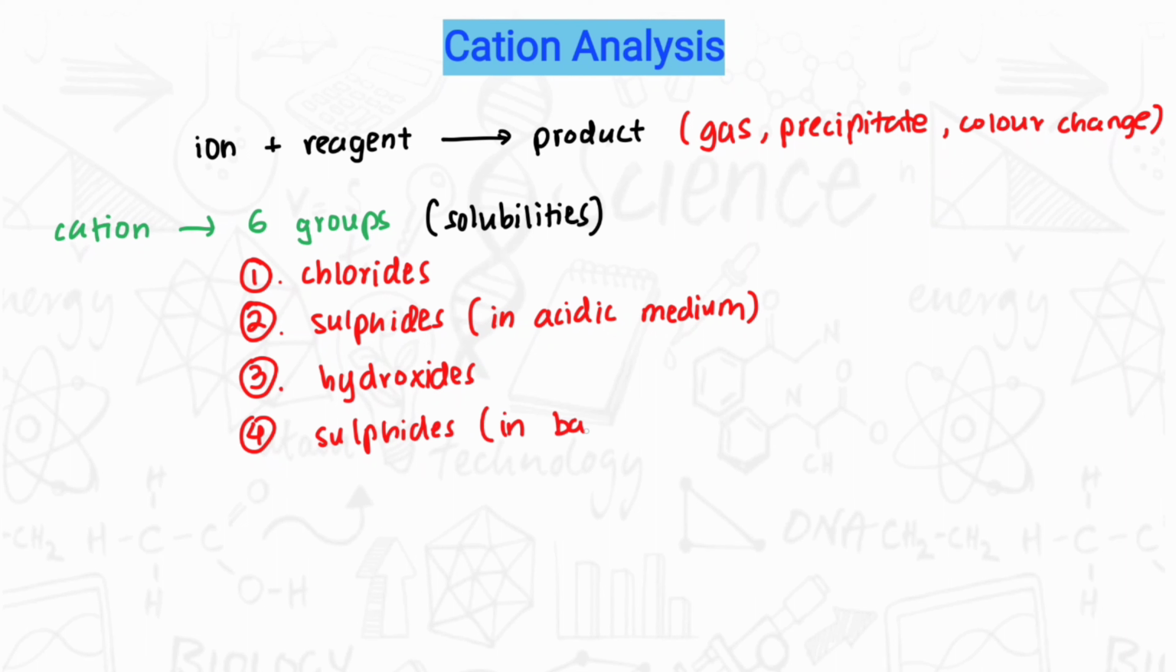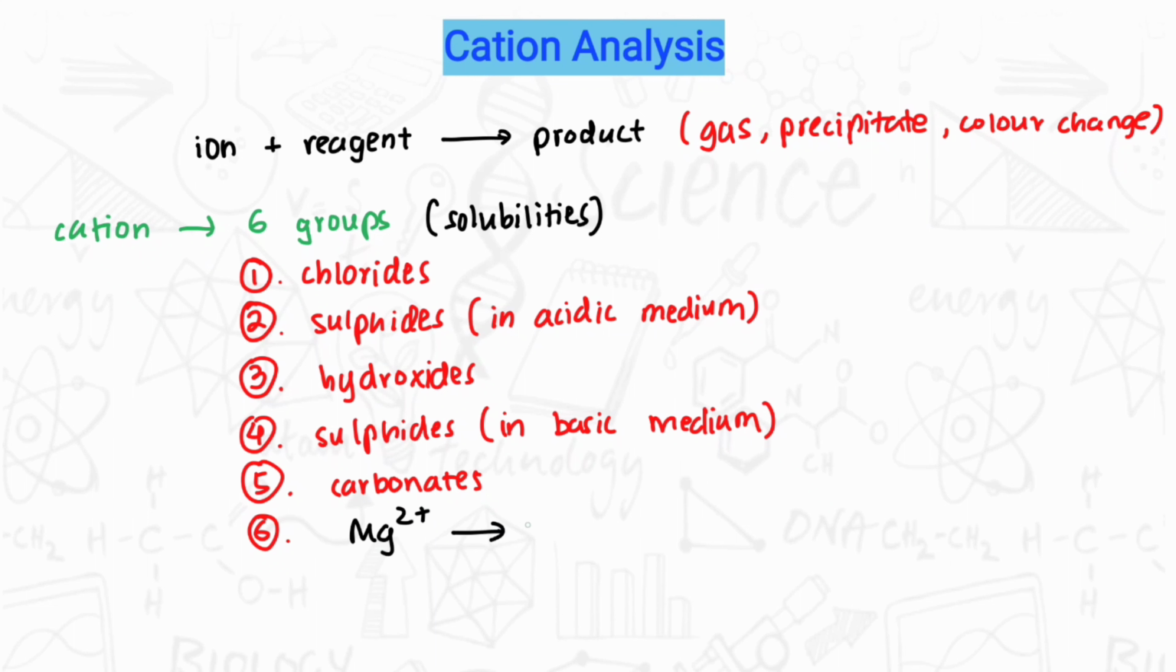in basic media. And in the fifth group, we have cations that are precipitated using their carbonates. In the sixth group, we have only one cation, and that is the magnesium 2+ cation. And we use a special reagent called 8-hydroxyquinoline in order to precipitate the magnesium 2+ cation. Let's talk about each group separately.